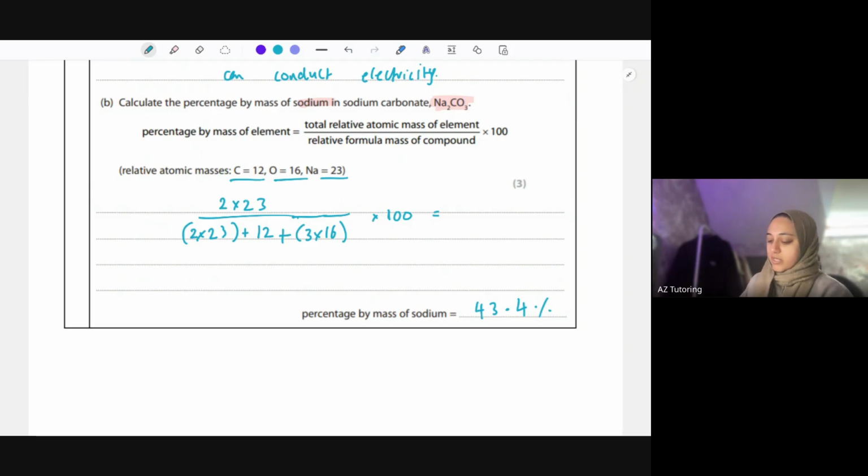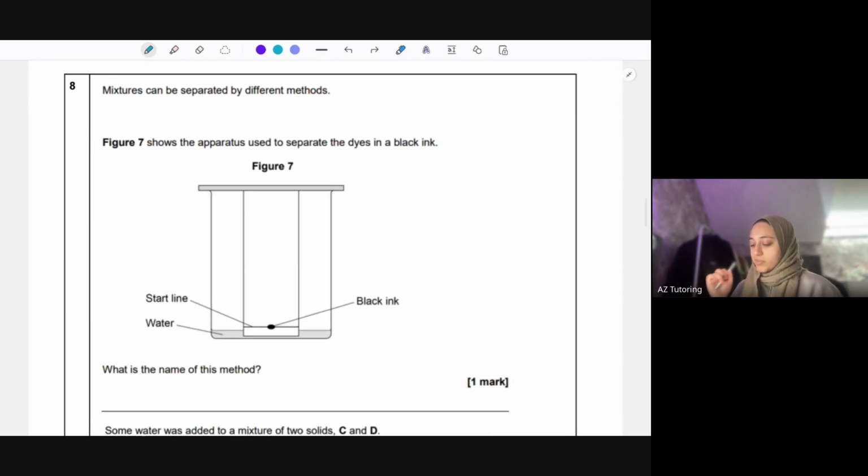So just to reiterate, it's the total relative atomic mass of what you're trying to find. In this case, it was sodium. We want to know how much sodium is there in all of that. So 43% sounds like a good answer for that. If you ended up getting something over 100%, you've definitely gone wrong as well. You can't have a number bigger than 100%.